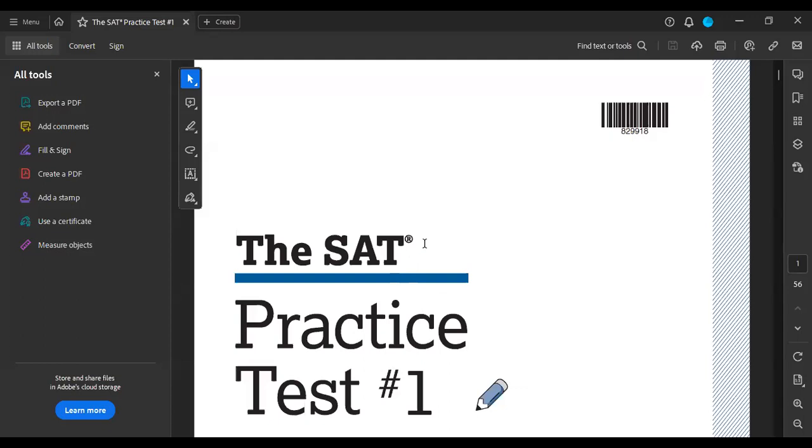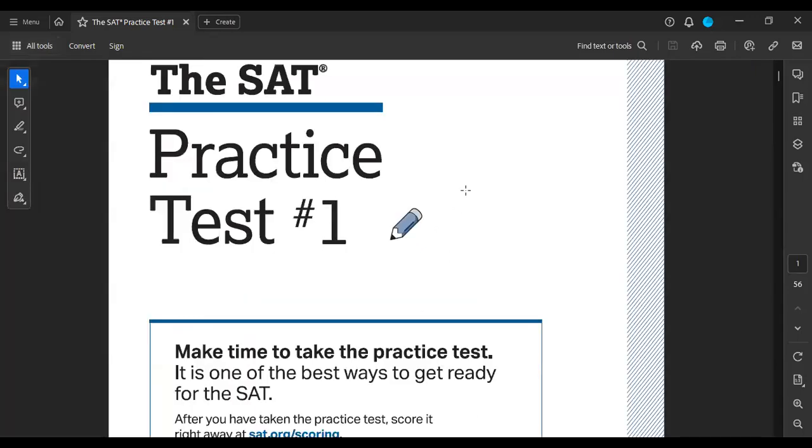the test and then share my screen. Okay, one moment. Okay, can you guys see my screen? Yes, sir. All right, that's awesome.